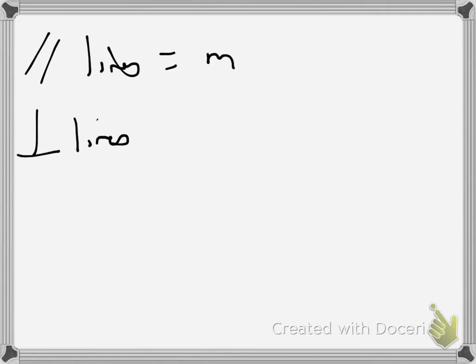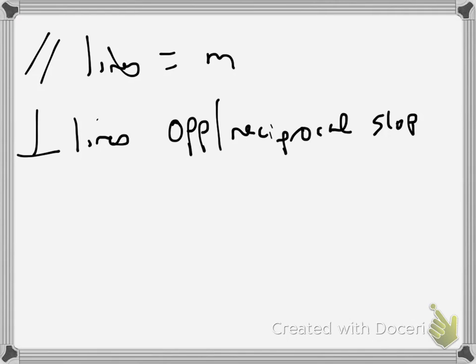Remember that parallel lines have equal slopes, and perpendicular lines have slopes that are opposite reciprocals of each other. So we take the slope, flip it, and change the sign. Now, I want to teach you a new vocab word, because this pops up occasionally in your calc book, and it pops up on the AP exam.